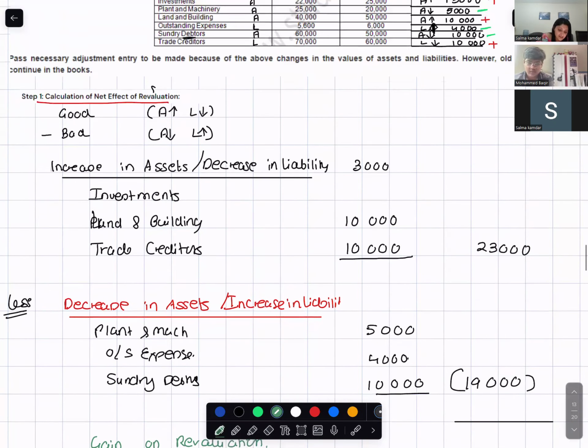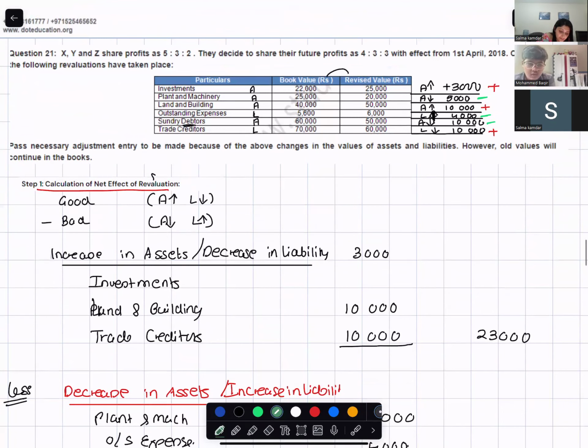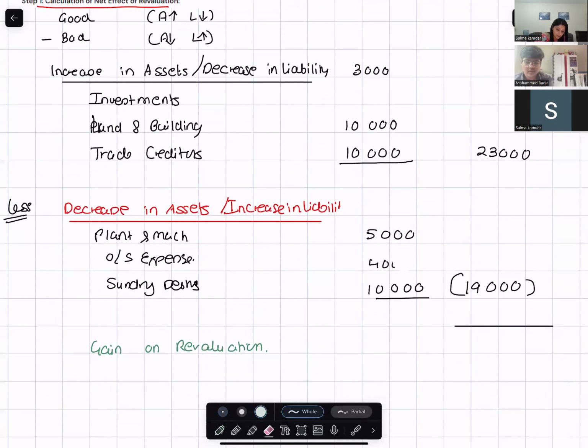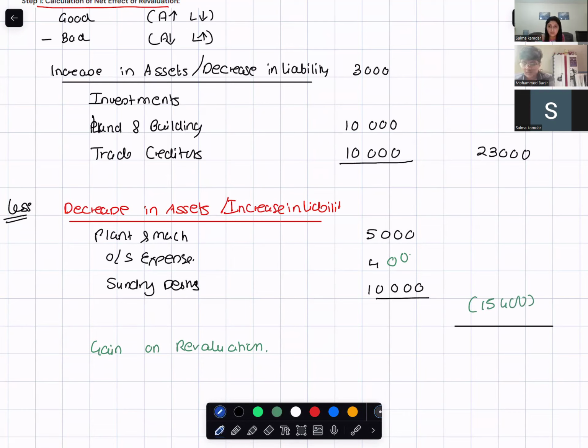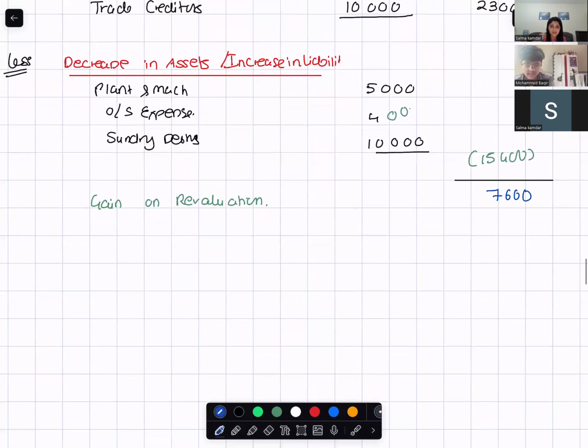Outstanding expenses decreasing by 400. So 15,400. So gain on revaluation is how much? 7,600. Okay. Now this gain on revaluation has to be adjusted.